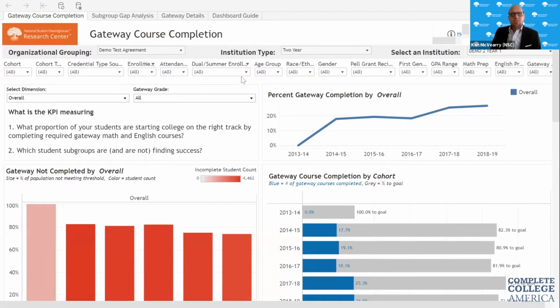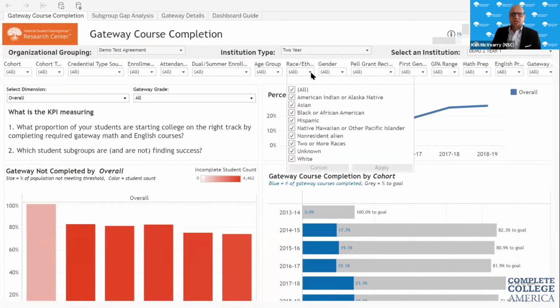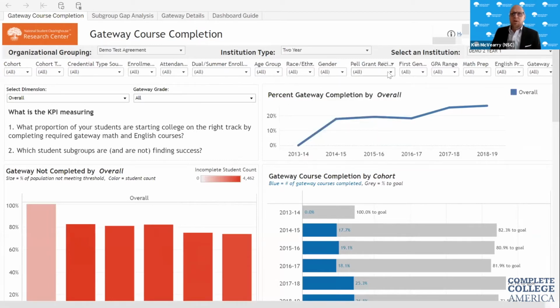Do you have any students enrolled that previously had done some dual or summer enrollment work at your institution? Age group, a couple different ranges to select from. Race, ethnicity, multiple variables to choose from. You can do it by gender, by Pell Grant status, first generation status. GPA range also has a multi-select functionality.